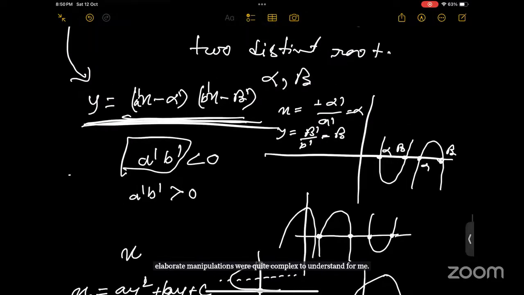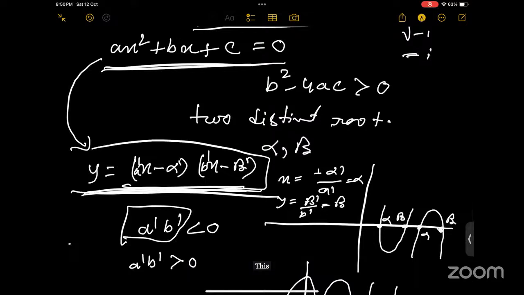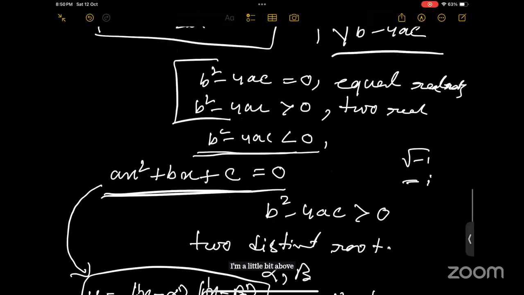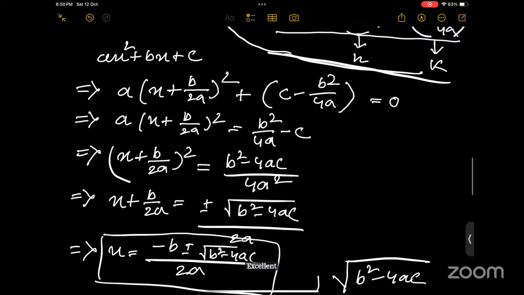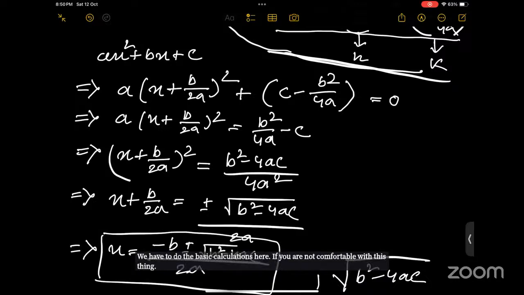So which one are you not getting? You can point it out, I will explain. In the quadratic equation that you just proved. This one? This one, yes ma'am, this is x equals negative b plus minus root b square minus 4ac. So you have to do the basic calculations here. If you are not comfortable with this, you can go through it regularly. You will practice it, then you will be comfortable.